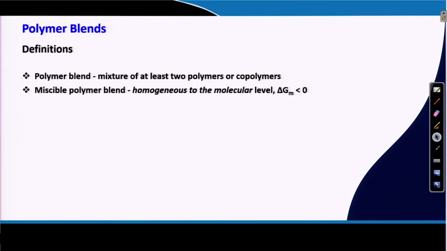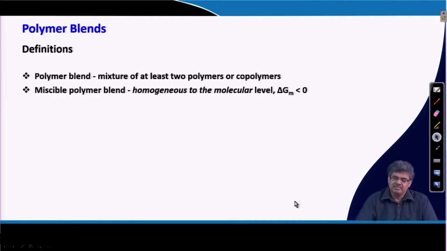When you discuss polymer blends, it is basically a mixture of two or more polymers, which could be homopolymers as well as copolymers. So, polymer blends are the mixture of at least two polymers, which could be homopolymers or copolymers as well.